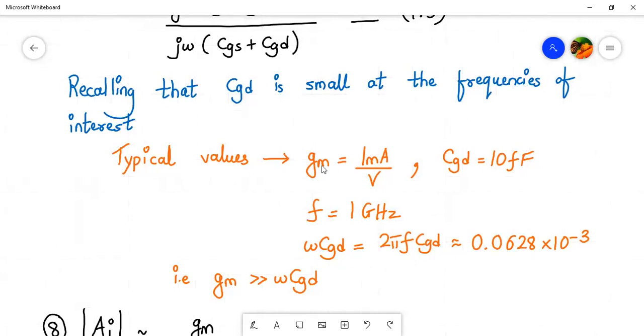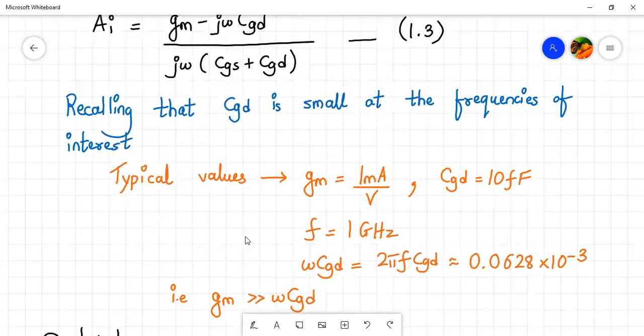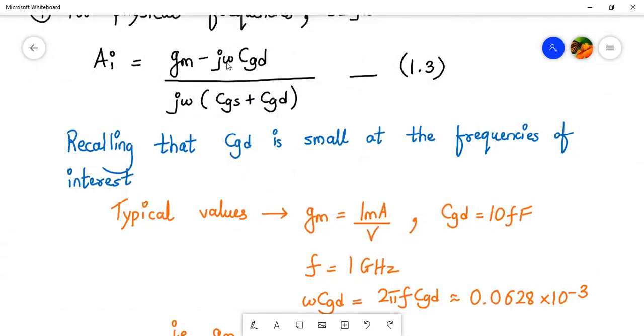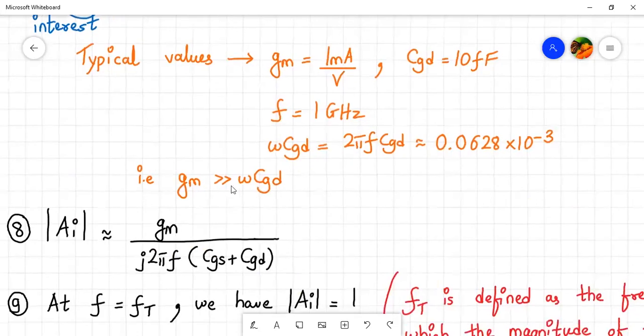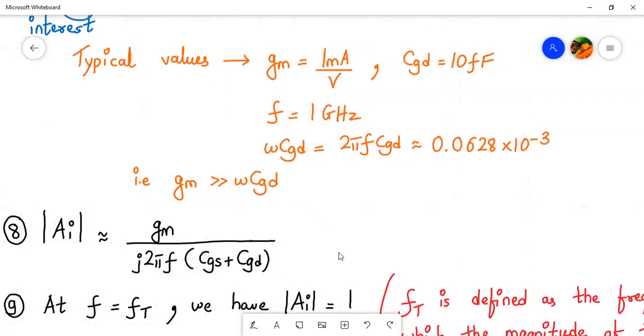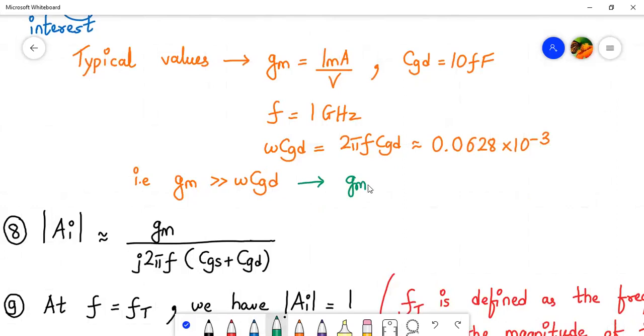Which is much, much less as compared to 1 milliampere. That's why your gm value is much, much greater as compared to ωCgd. Therefore, in the above formula, instead of gm minus jωCgd, we can write just gm. So gm is much, much greater than ωCgd, which leads to gm minus jωCgd being approximately equal to gm itself.